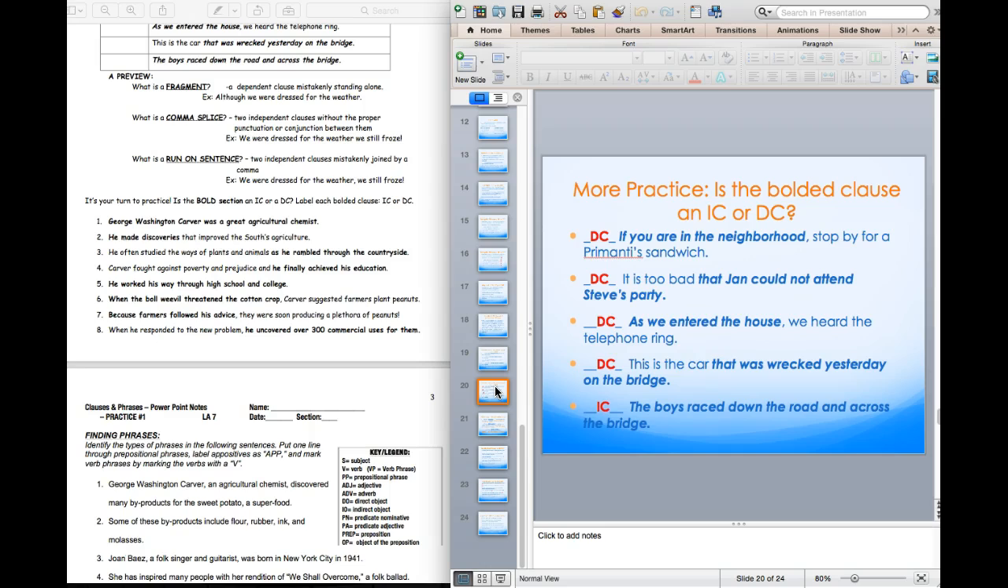Okay, here are your answers. You'll notice that a lot of these are DCs, and that's fine. I do want to point out that for the next to the last sentence, if you just say, "that was wrecked yesterday on the bridge," all by itself, then yes, you could use the word "that" as the subject, and that could be a complete sentence. But we're not using it all by itself. It's in the context of, "this is the car that was wrecked yesterday on the bridge." And so you can see it's identifying the car.